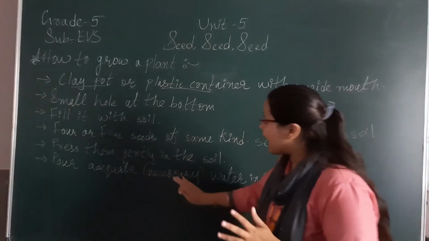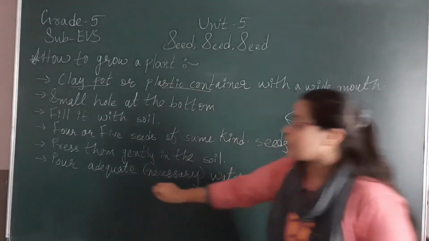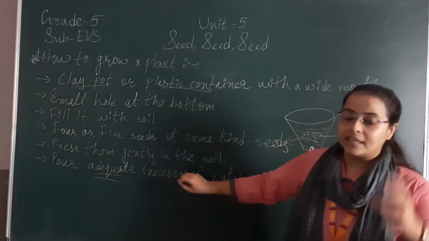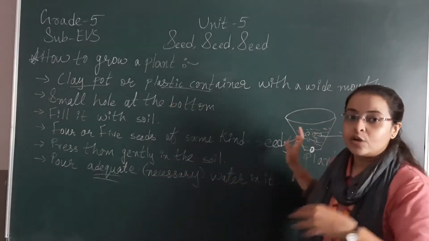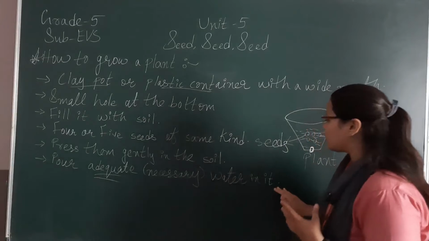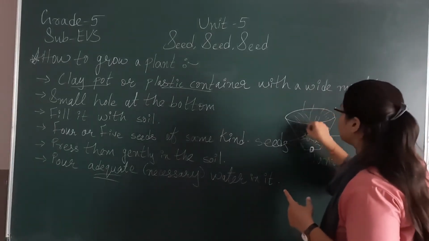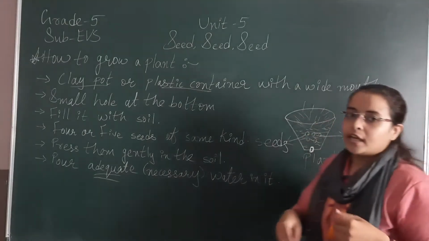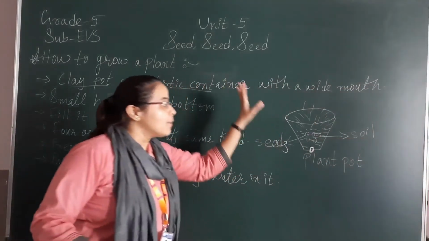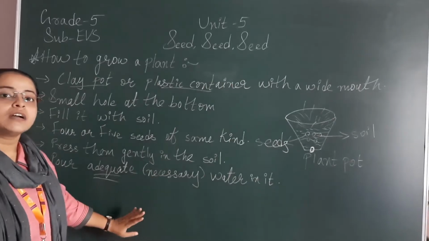Then adequate water, it means necessary. What is the meaning of adequate? It means necessary. The amount which this plant needs to grow properly, that amount of water I will pour in. मैं क्या करूँगी? इसके अंदर उतना पानी डालूंगी जितना इस plant को grow होने के लिए जरूरत पड़ेगी. So this is the process how I can plant a tree.